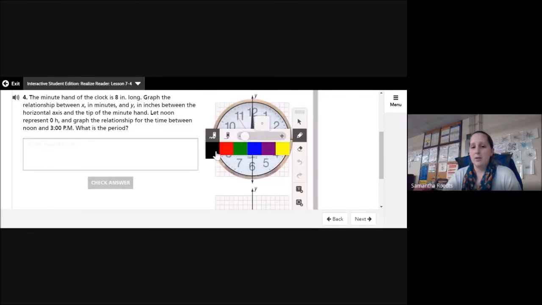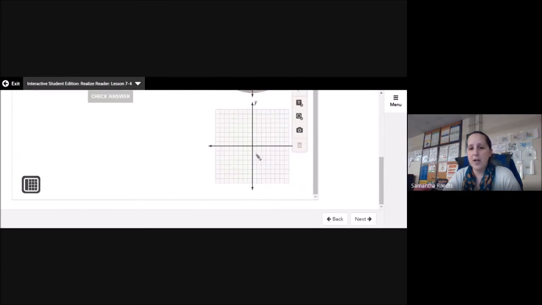All right, so the first point we have is 1, 2, 3, 4, 5, 6, 7, 8. Okay, so 0, 8, that's our first point right there. At 3, it's back to this midline. So 1, 2, 3, it's here. At 6, it's down to -8. And then at 9, it's back up to the 0 point. So it's going to look something like this.